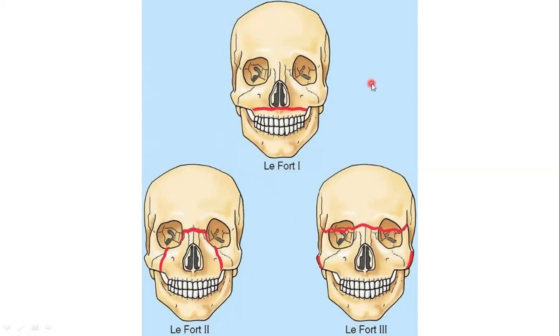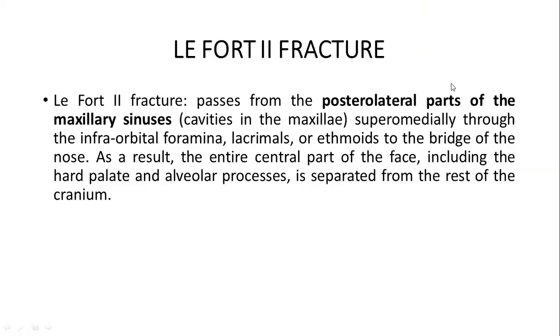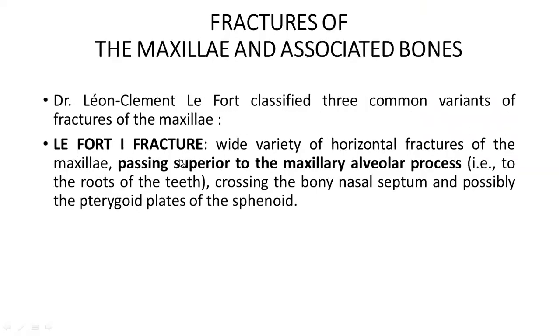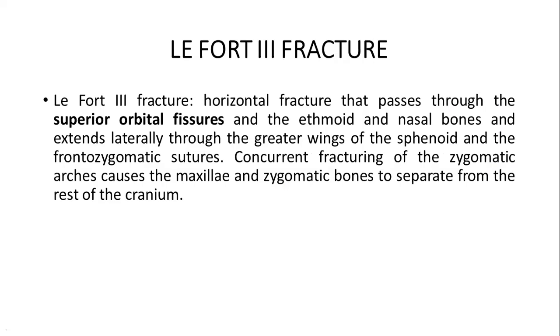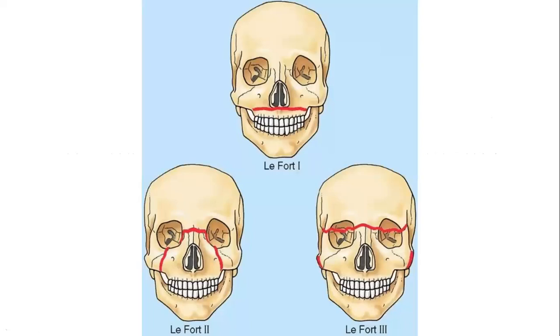So you can see a little bit of detail. Next, that's the fourth one, superior to the maxillary, which I've shown to you. This is Le Fort 2: posterolateral parts of the maxillary sinuses, the maxilla bone, and Le Fort 3, of course, through the superior orbital fissures mainly. You could see the superior orbital fissures in Le Fort 3.